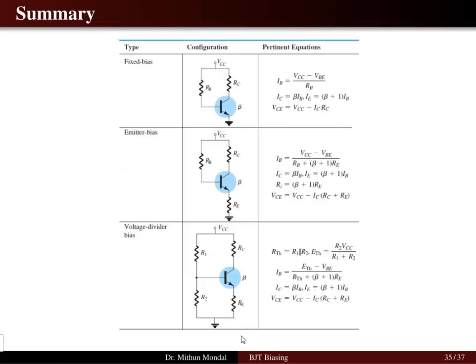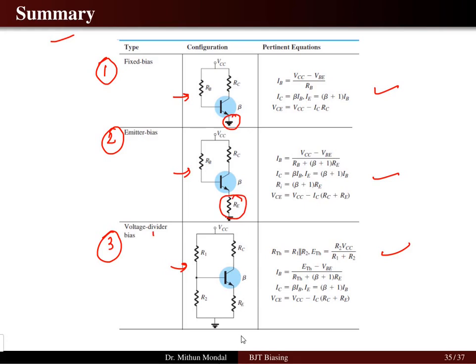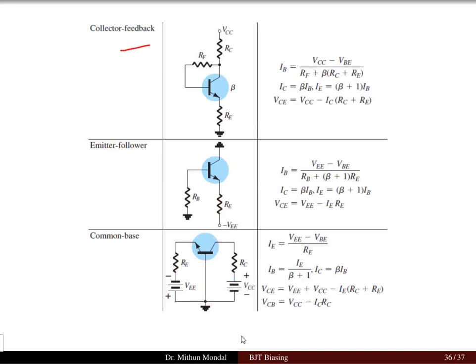So all the configurations that we have discussed: the first one is the fixed bias, the second one is the emitter bias, and the third is the voltage divider bias. We can write the pertinent equations and configurations. We can see where the fixed bias will be at ground potential with respect to the emitter. Here we are connecting the emitter resistor. The voltage divider bias will have the two resistors R1 and R2, which will divide the voltage. In the collector feedback configuration, we have a collector feedback resistor.